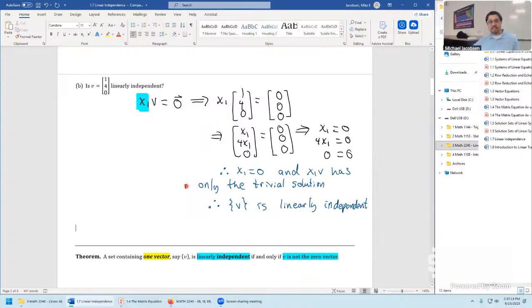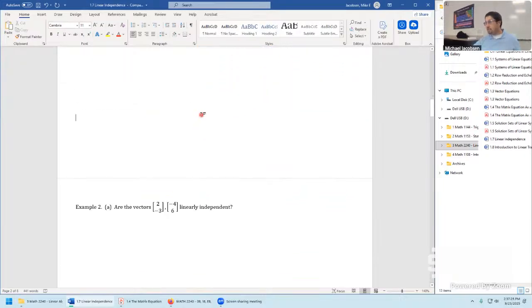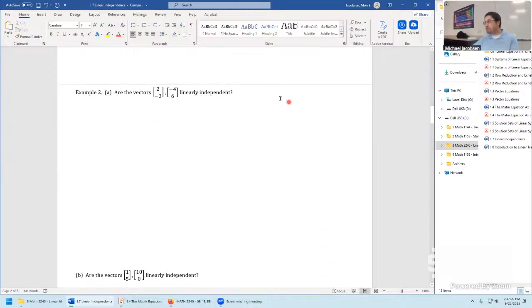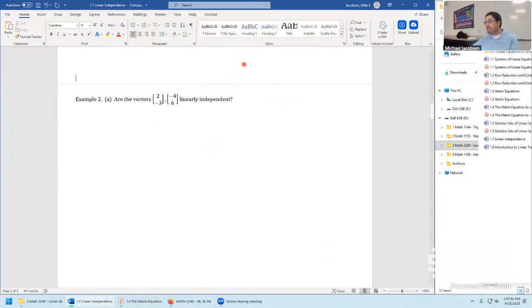Okay, so we want to extend onto this. One vector has a particularly nice theorem for determining independence versus dependence, and so do two vectors. These are the ones that we would often do without row reduction. And so here's our next example. We wonder if these two vectors are linearly independent.